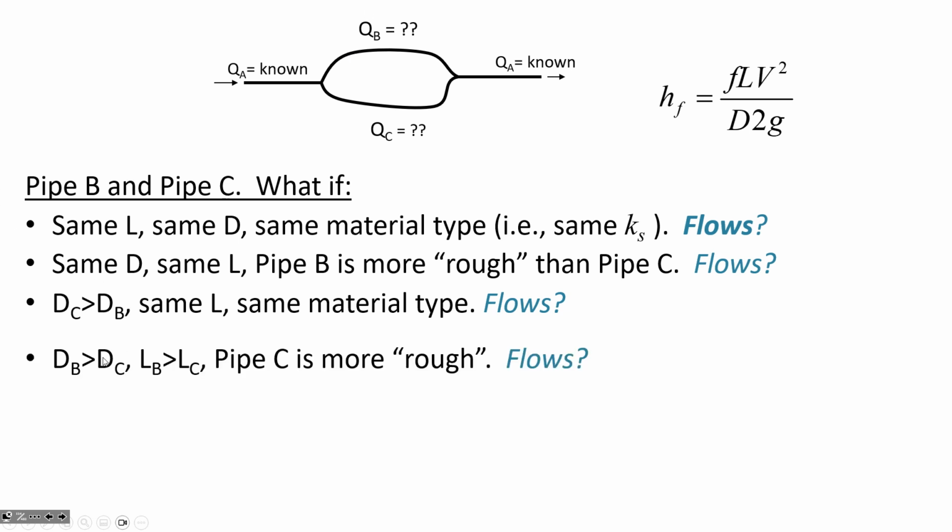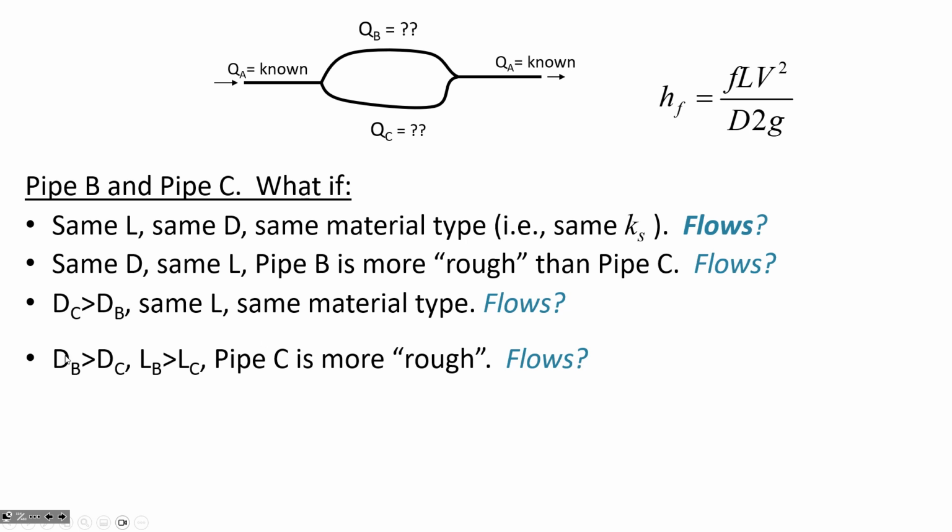All right, now what about this one? Pipe B is a bigger diameter, but pipe B is longer and pipe C is more rough. So these are going in different directions. Pipe B is bigger, which means there's going to be more flow through B. But now pipe B is longer, so that would mean that there's going to be less flow through B compared to C. And then pipe C is more rough. That also means that C is going to have less flow.